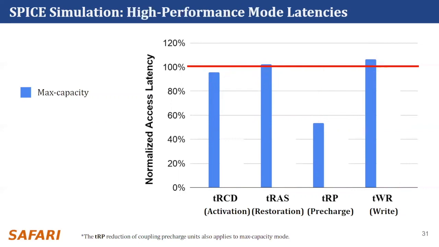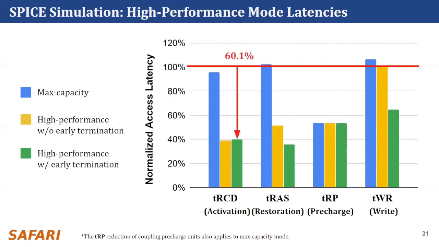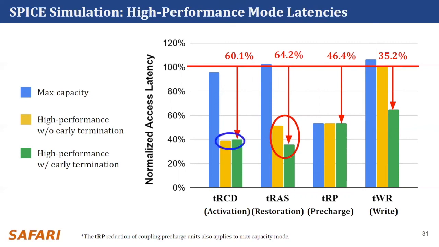For a high performance mode row, we reduce all four access latencies of DRAM significantly, ranging from 35.2% to 64.2%. We make two observations about the early termination of charge restoration. First, applying early termination of charge restoration reduces the charge restoration latency even further, with only a marginal increase in activation latency due to the reduced charge level prior to the activation. Second, the early termination of charge restoration also enables the reduction of the write recovery latency, which is not reduced without such early termination because only one write driver is involved to write to the two coupled cells.